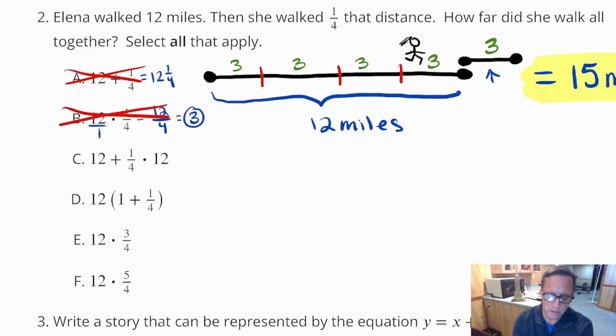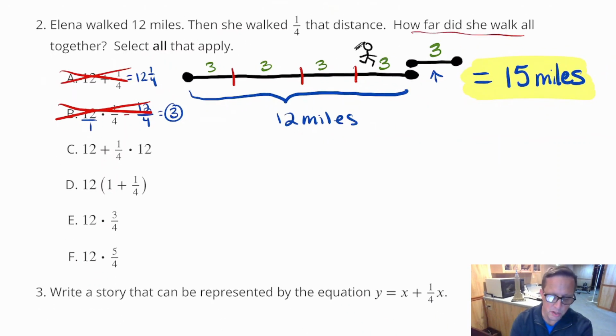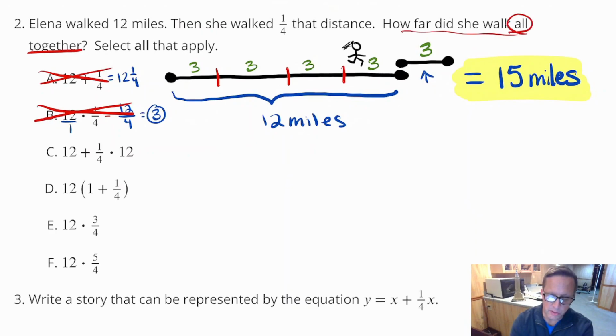But that's not going to equal the total walk. So we're looking for how far did she walk all together. Keywords here are all together. So all together she walked 15 miles.